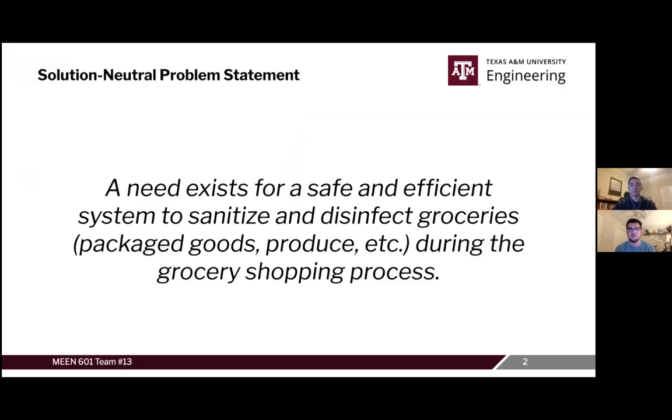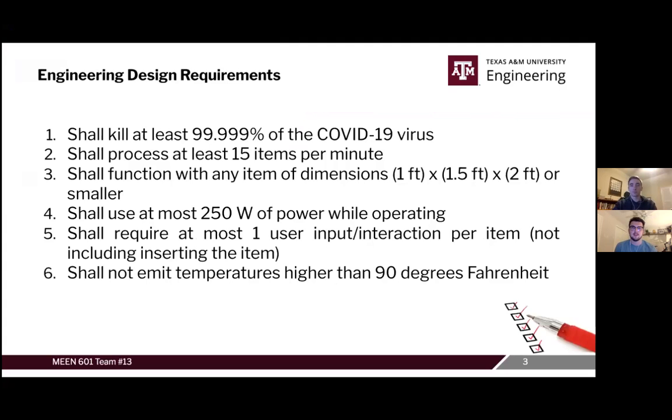From this statement and after some customer interviews, we found the following key engineering design requirements. The first of which being that our system should kill at least 99.999% of the COVID-19 virus. This is in step with EPA regulations for disinfectants. Secondly, our system shall process at least 15 items per minute to help keep with the efficiency standards for these grocery store employees as our end users. And lastly, the system shall be able to process any grocery item less than 1 foot by 2 feet by 1.5 feet, just to again accommodate most grocery items.